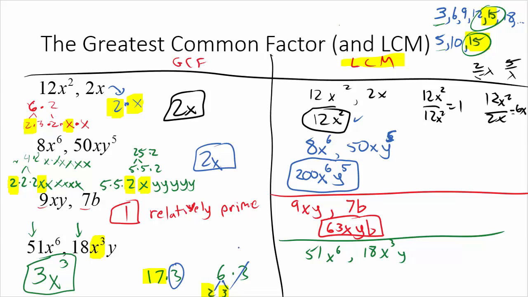So if I take 17 times 2 times 3, we should get 102, and I'll leave that to you guys to check that 102 is the least common multiple for these two numbers. So we got 102. Again, we'll take the highest exponent for this, which is x to the 6th, and then I'll just bring down the y.